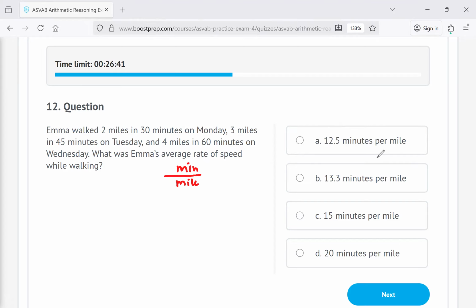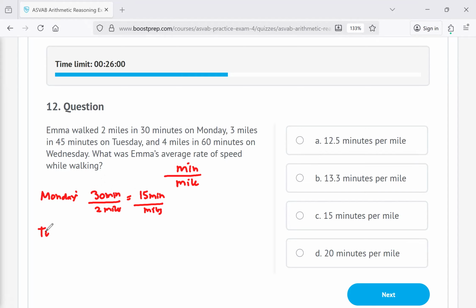Okay. So what was her speed, or her rate, on Monday? We're going by minutes per mile. So on Monday, it was 30 minutes over 2 miles, right? And then 30 over 2 comes out nicely as 15. So 15 minutes per mile.